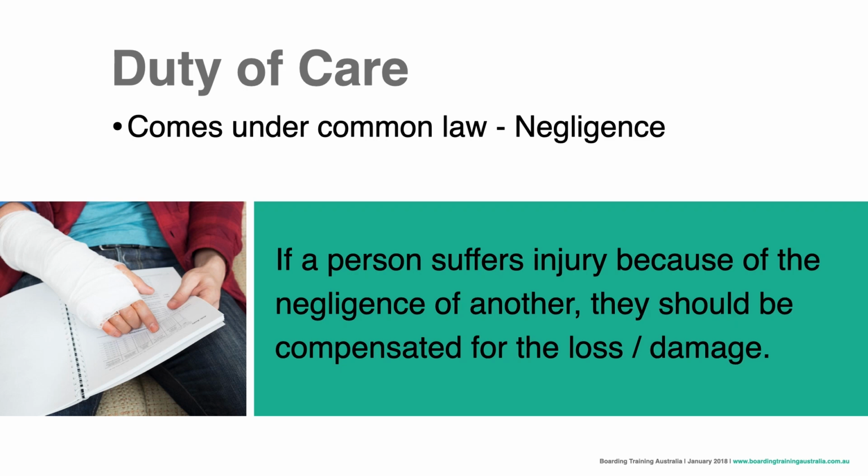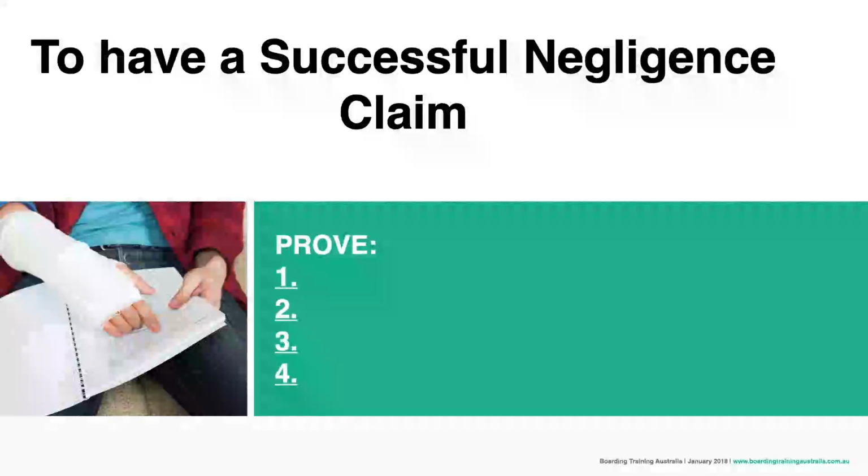Now, if a person does suffer injury because of some perceived negligence of you or another person, then this common law has set a precedent that they could be compensated for the loss or damage that they've suffered. But in order to have a successful negligence claim, you must be able to prove that the person was negligent in 4 different ways. Can you think of what some of those ways might be? What would you have to prove?